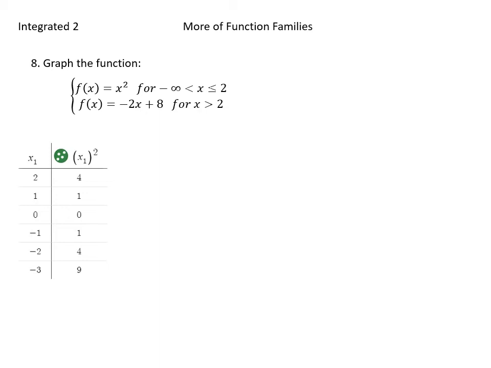And then I went left, so 2, 1, 0, negative 1, negative 2, negative 3. And then I just plugged it into the function. I squared all of those x values. So 2 squared is 4, 1 squared is 1, 0 squared is 0, negative 1 squared is 1, negative 2 squared is 4, negative 3 squared is 9. Remember, when you square, you're taking the number times itself. So a negative times a negative is going to be a positive.